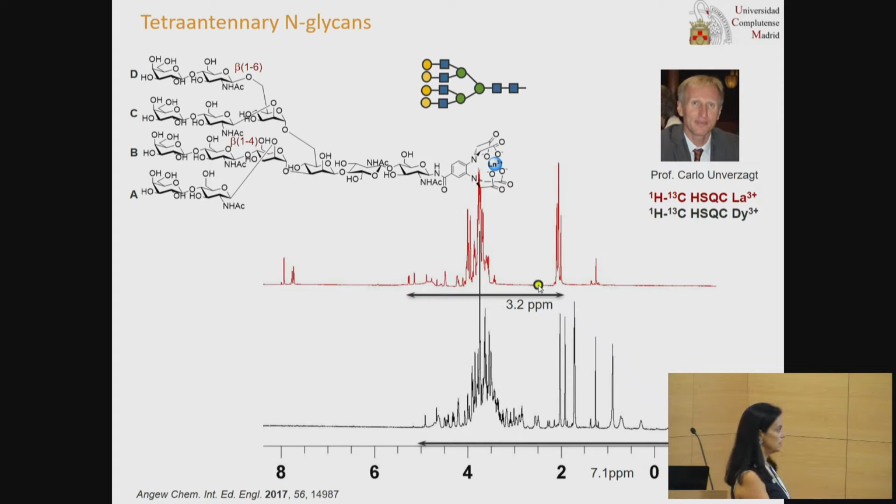This is the standard proton NMR of this compound with lanthanum. This is the aromatic linker, but the carbohydrate signals are mainly here. This is the same with dysprosium. Wow, it looks like a protein.